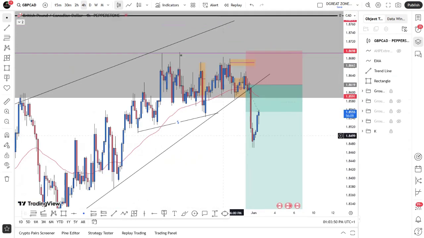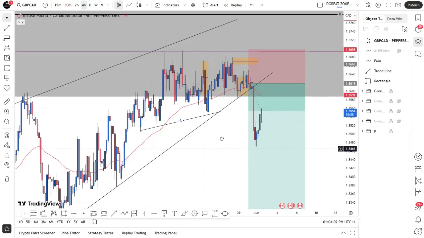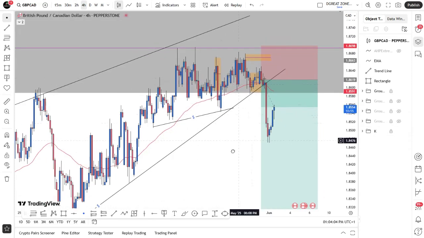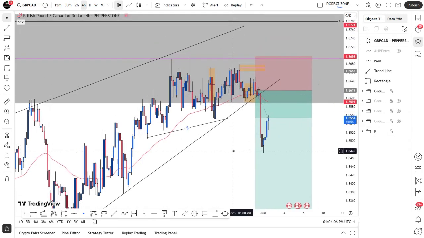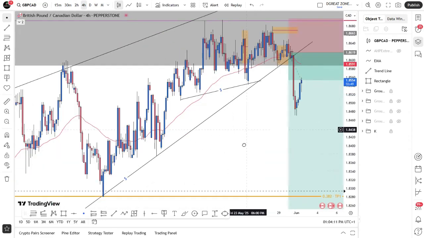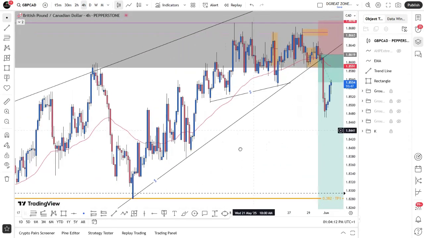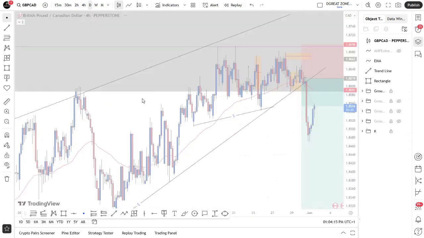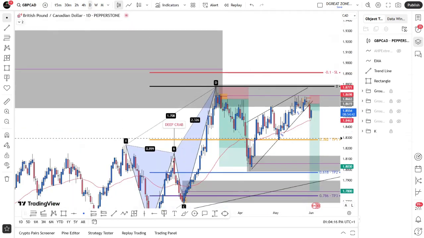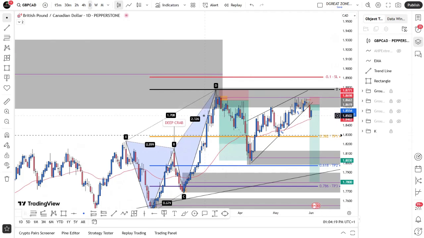A lot of people were buying last week, which is 100% valid, based on how you trade. They were looking out for buys. Oh, GBP/CAD is going to go up. But I didn't have any bullish setup to that high. I was only looking out for that deep grab, which I showed you guys on the daily time frame. That was all I had.